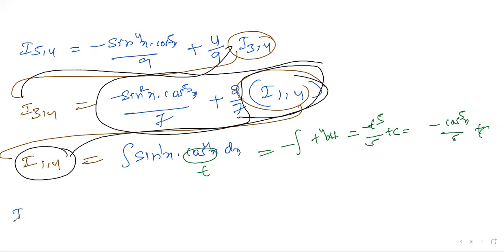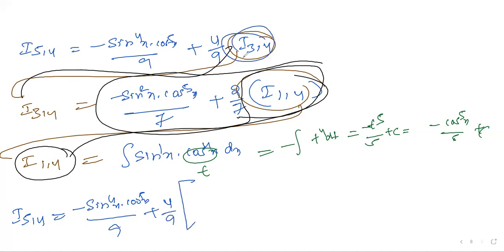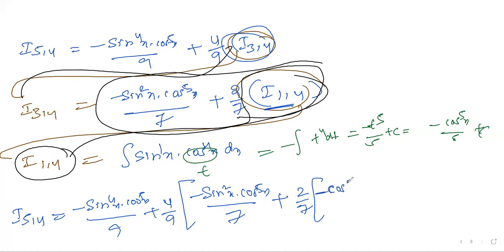I(5,4) is minus sin^4 x cos^5 x by 9 plus 4 by 9. This I should copy: minus sin^2 x cos^5 x by 7 plus 2 by 7 I(1,4), which is minus cos^5 x by 5 plus c. To simplify the entire thing, I directly give the answer.